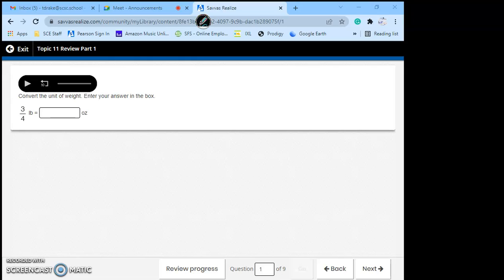Today we're doing topic 11 review part 1. Number 1, convert the unit of weight into your answer in the box. 3/4 of a pound is how many ounces?